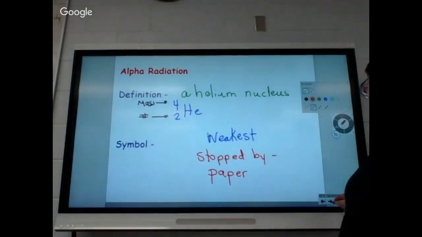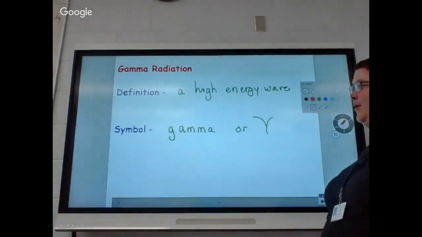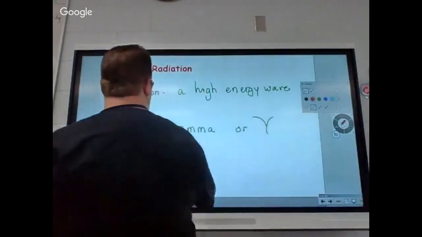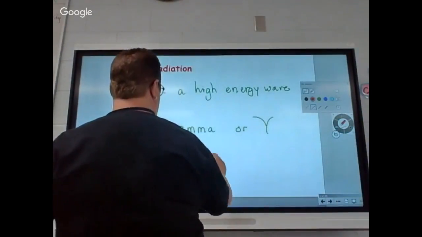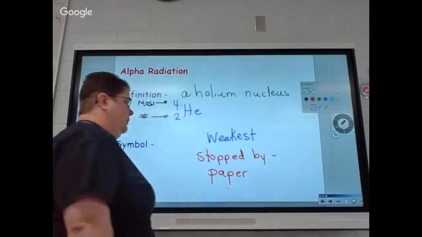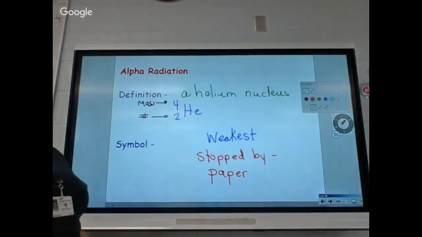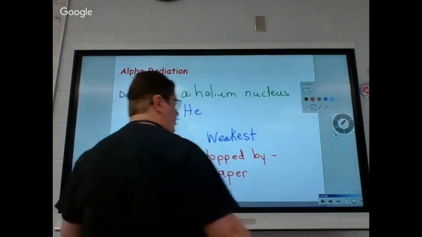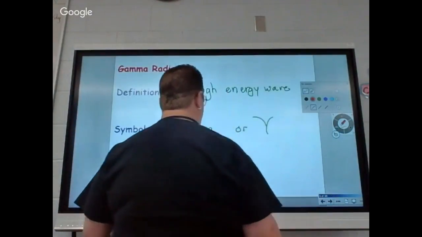All right, so gamma radiation we said was the strongest, right? Go back one slide. Okay, so alpha can be stopped by paper. All right, so if gamma's the strongest, what can it be stopped by?